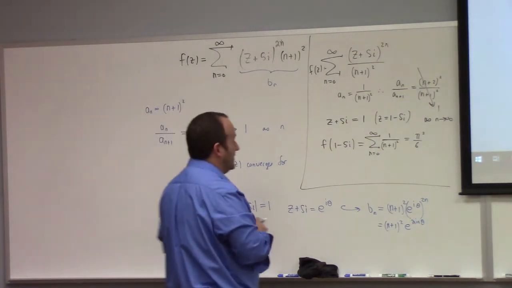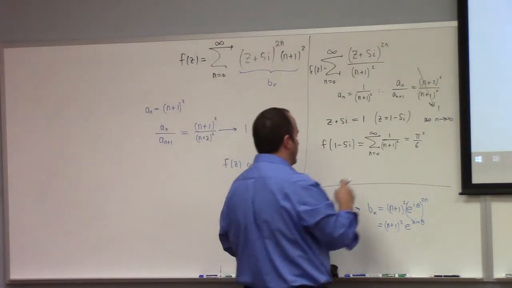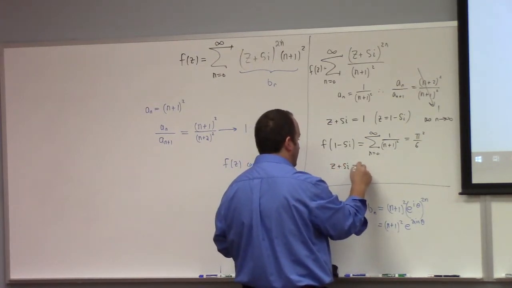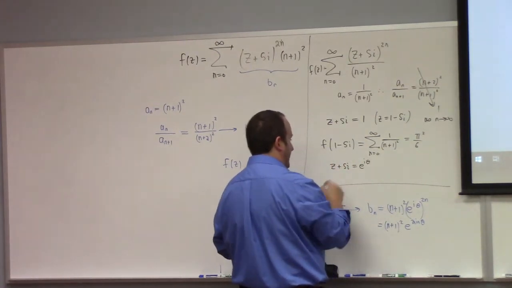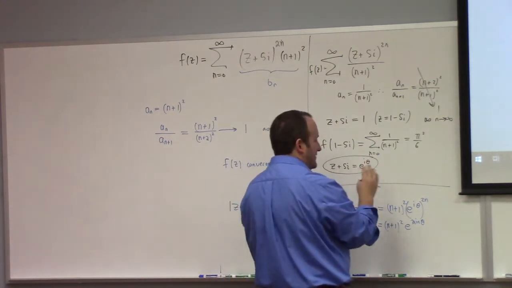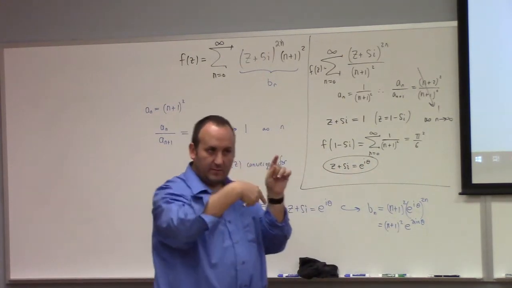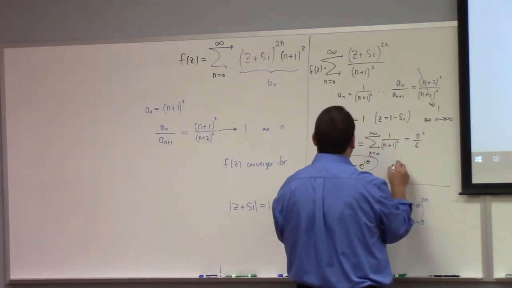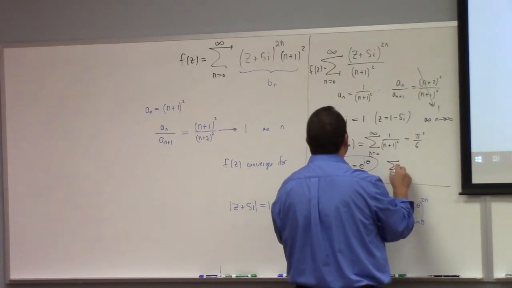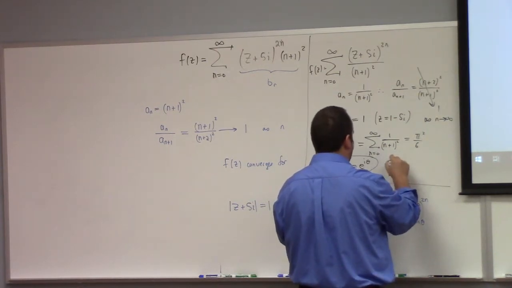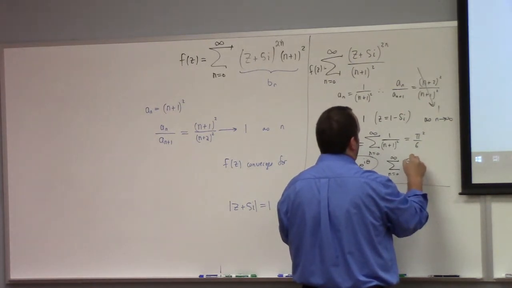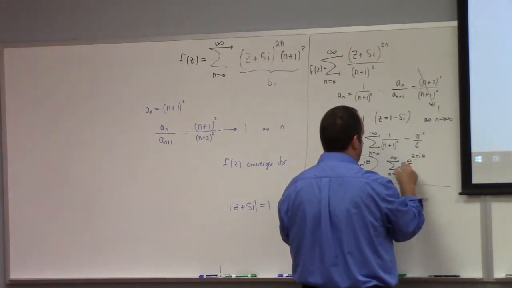So what would happen if you look at an arbitrary point? If you set z plus 5i equal to e to the i theta, that allows us to analyze an arbitrary point on the boundary. And then we can go back to the nth term test, I think, for this one as a means of analysis, right? So you're looking at the sum n equals 0 to infinity of e to the 2ni theta, much like we did last time, but this time divided by n plus 1 squared.